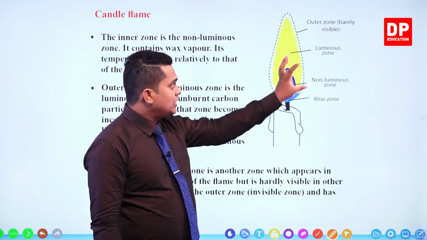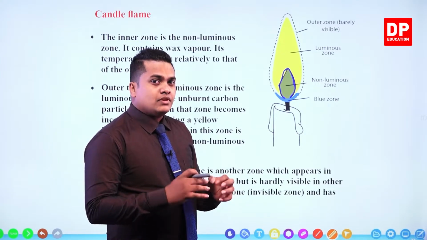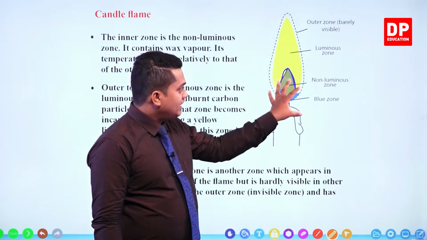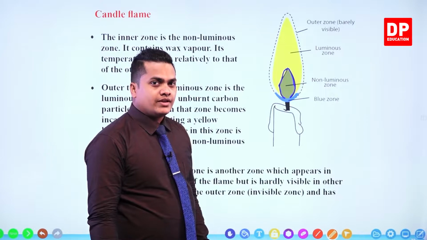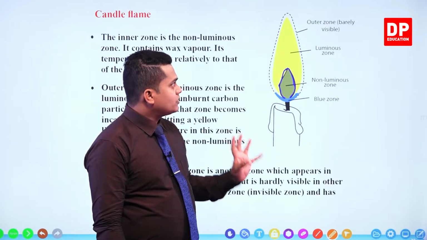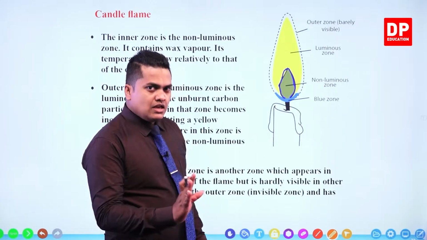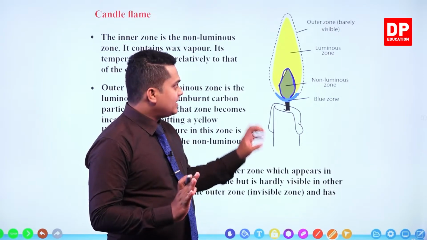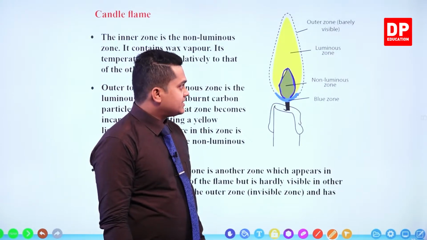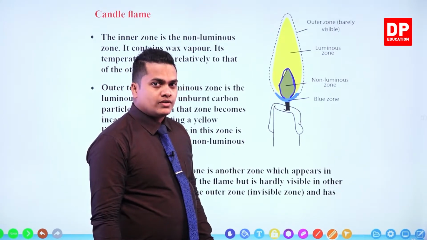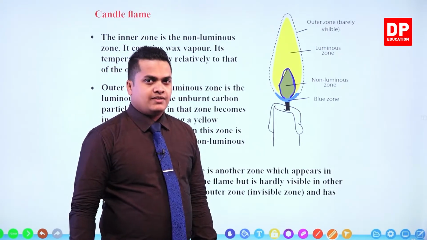Then the second zone is the luminous zone. It's becoming incandescent due to having unburned carbon particles, right? Then finally the non-luminous zone, which contains wax vapor. If you compare the temperature, the outer zone has the highest temperature, then the luminous zone has the middle, which means greater than the non-luminous zone but less than the outer zone. The lowest temperature can be observed inside the non-luminous zone. So these are the key factors regarding a candle flame.